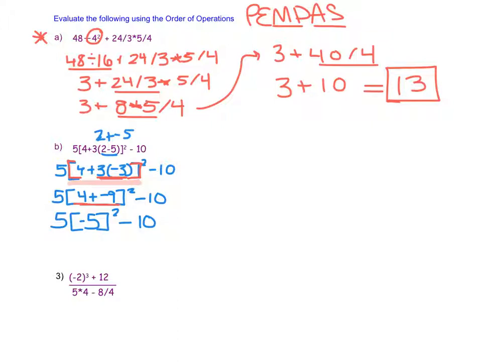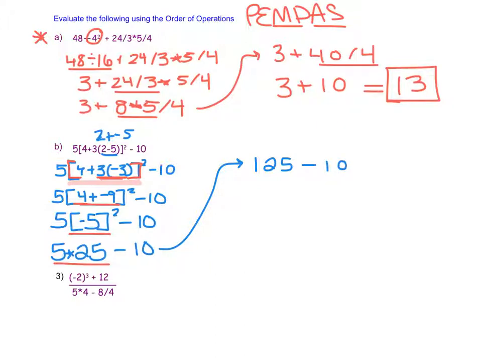Now that I've finally dealt with all of my parentheses, I can finally look at that exponent. Notice how that exponent was around that entire bracket. So now I look at that exponent and I see negative 5 squared, which means a negative 5 times a negative 5, which is 25. So here I have 5 times 25, and then minus 10. Now I'm done with parentheses, I'm done with exponents. I now move on to multiplication and division, and I only have one of those, 5 times 25. While that seems like kind of a large problem, that's like having 5 quarters, and I know that's 125.